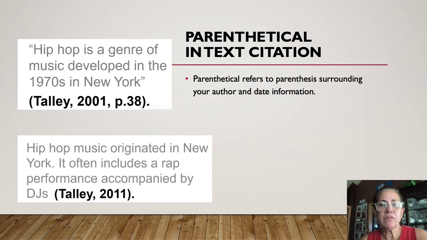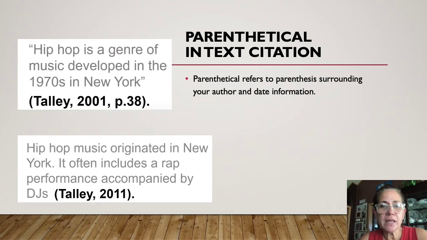Now remember, whenever you are using a direct quote or you're summarizing or paraphrasing something that you got from your source in your own words, you need to do parenthetical citations. Now for a direct quote, you need to make sure you put the direct quote in quotation marks, open parentheses, and then put the author's last name, comma, the date, comma, and then the page number, and then close the parentheses and make sure that the period is outside the closed parentheses. Okay, that's for a direct quote.